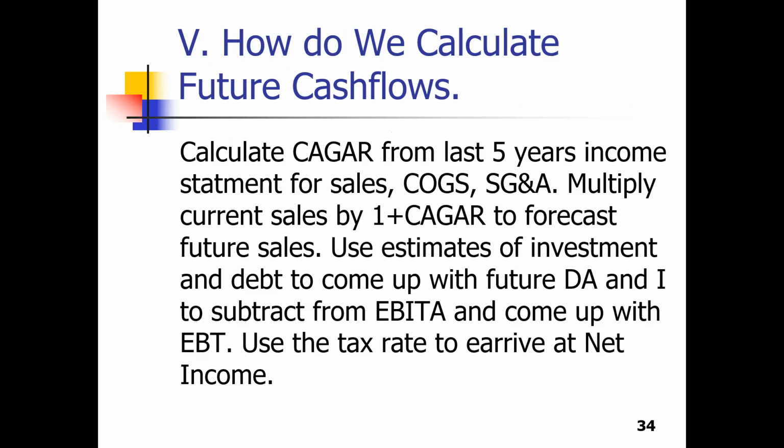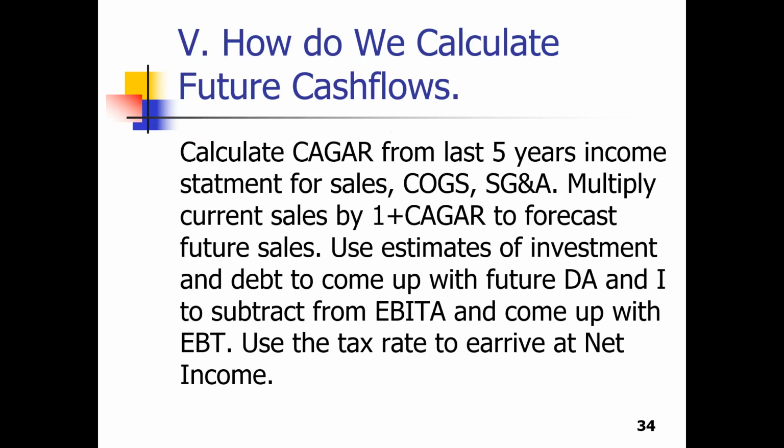But if we wanted to calculate it, or if we worked for that company and our job was in accounting to calculate this, we use these CAGRs, the growth rate. Calculate CAGR from the last 5 years of income statements for sales. Calculate CAGR for COGS, cost of goods sold, and for SG&A, selling, general, and administrative cost, or fixed cost. Multiply current sales by 1 plus CAGR. So we just treat it like an interest rate and increase the current sales to forecast future sales.